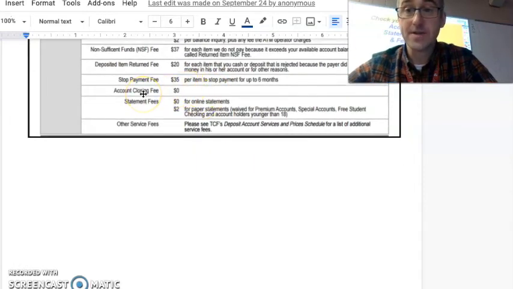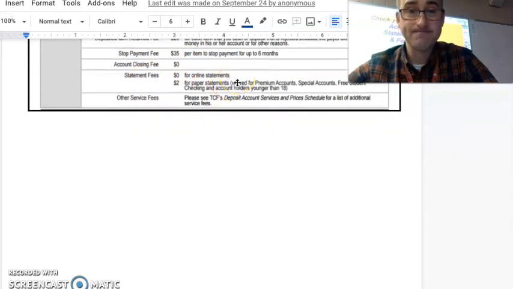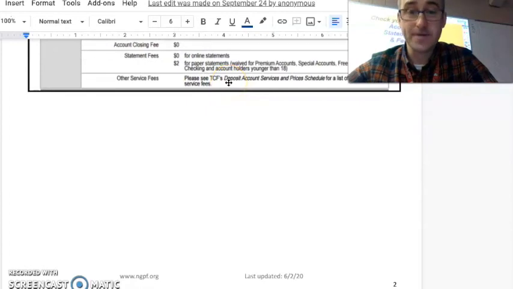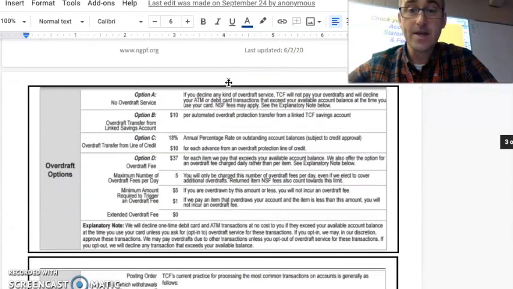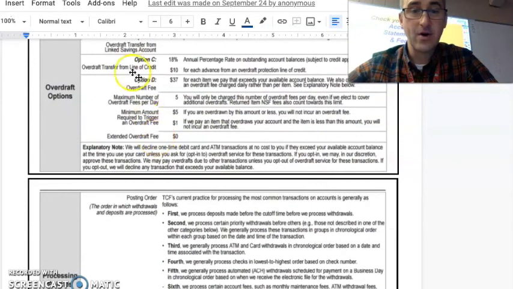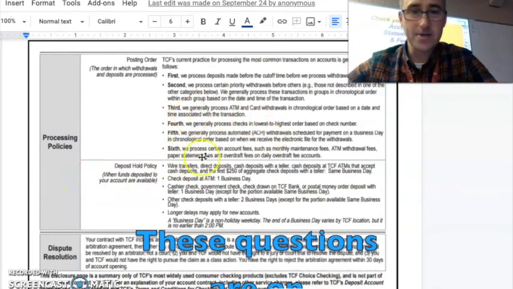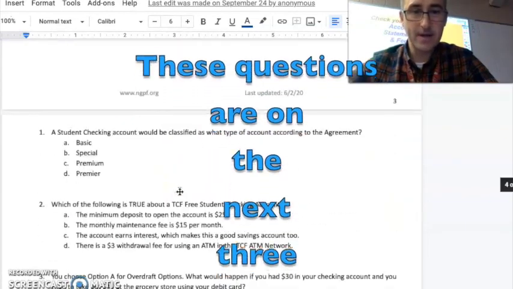Sometimes you're charged fees to close accounts. Sometimes you're charged fees to have statements like paper statements. There are also other service fees. As we move on to the next page, there's non-overdraft services and overdraft transfer fees, other overdraft fees. Moving down, there's different policies. You're going to find answers to the questions within these pages.